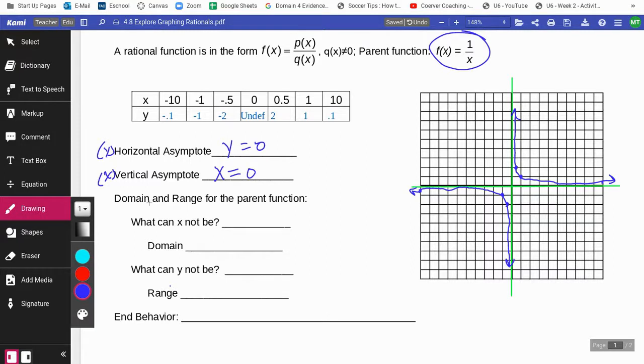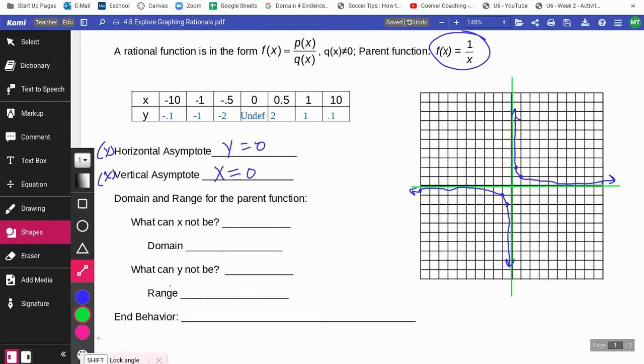Okay, then we look at domain and range. So I look at how far left and right this goes. Okay, so this is what I kind of see in my head, right?